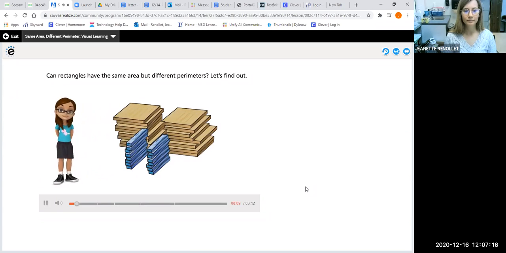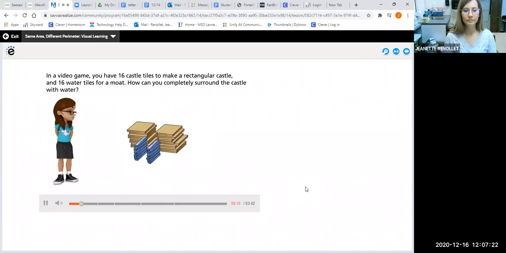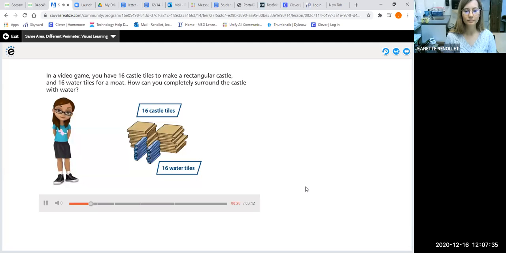Can rectangles have the same area but different perimeters? Let's find out. In a video game, you have 16 castle tiles to make a rectangular castle, and 16 water tiles for a moat. How can you completely surround the castle with water? You need to make a rectangular-shaped castle that can be completely surrounded by water tiles. How is the castle tile different from the water tile?